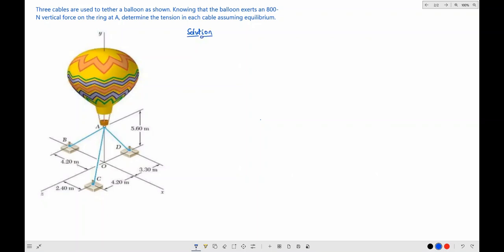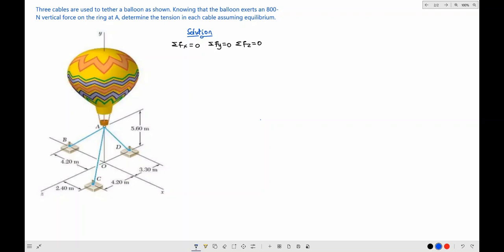To solve this question, you are going to apply the three force equations for equilibrium, because what we have here is a 3D system. So we are going to have the sum of the forces in the x-axis direction equal to 0, the sum of the forces in the y-axis direction equal to 0, and also the sum of the forces in the z-axis direction equal to 0.